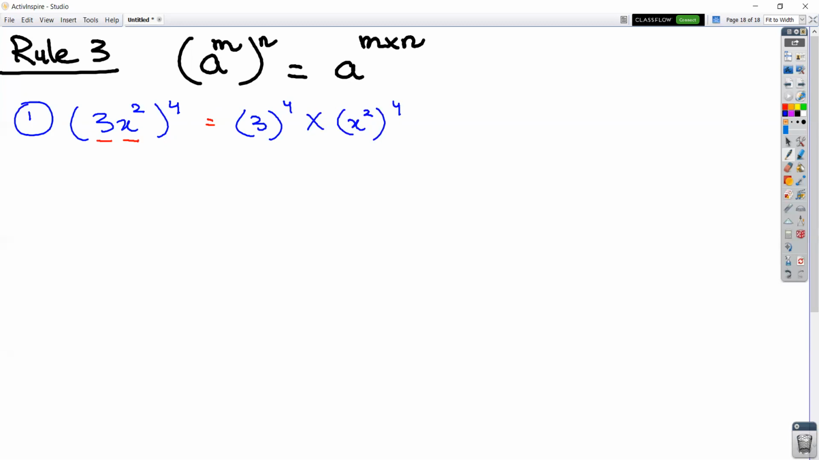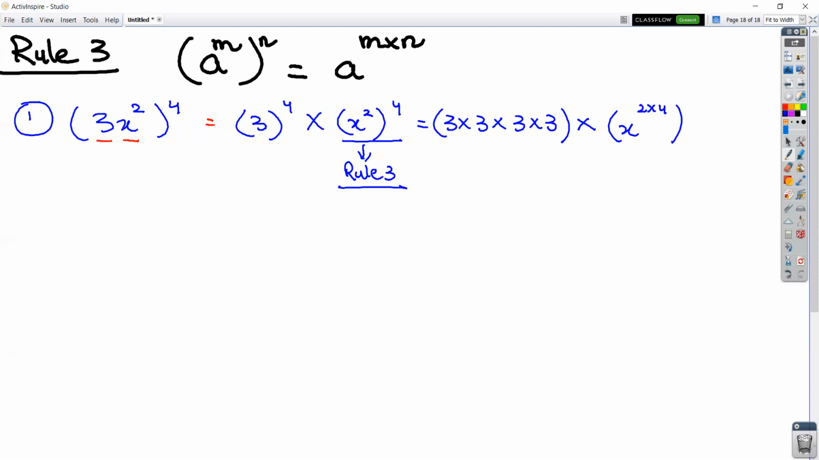Now here we need to do the simplification. So 3 power 4 means 3 times 3 times 3 times 3. You write down 3 four times. And then there's x. Whenever we have it written in this form, it goes to rule 3. What we do is multiply the powers together, so the numbers we have, which are 2 and 4 at the moment, we multiply them together. When you multiply 3, 3, 3 and 3, you come out with 81, and the power simplification would be 8.